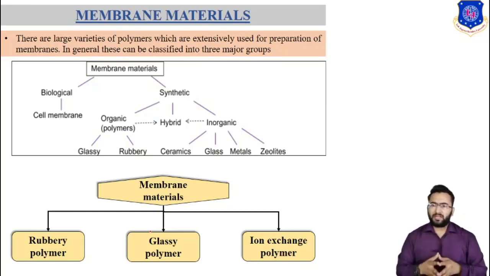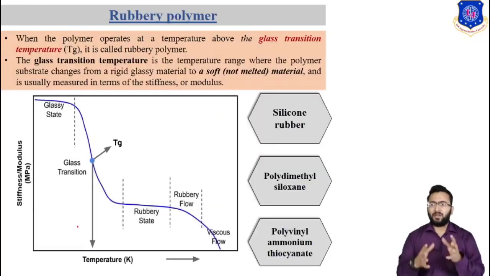So organic membrane is classified as glassy polymer and rubbery polymer, whereas inorganic membrane is further classified as ceramic membrane, glass membrane, metal membrane and zeolite membrane. If we classify on the normal basis of membrane material, then it can be given as rubbery polymer, glassy polymer and ion exchange polymer membrane. So let's first discuss the rubbery polymer.